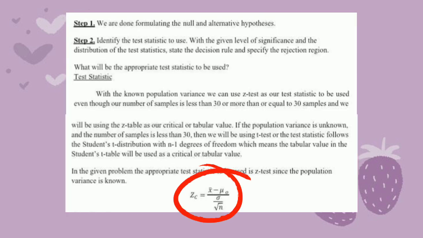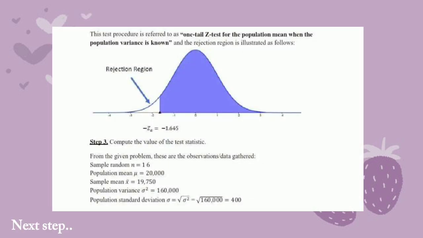Now, this is the formula to find the z-value. Z equals the sample mean minus the population mean over the population standard deviation divided by the square root of the sample size. This test procedure is referred to as the one-tail z-test for the population mean when the population variance is known, and the rejection region is illustrated as follows. There is only one rejection region in this problem, and that would fall on the left side of our normal curve.